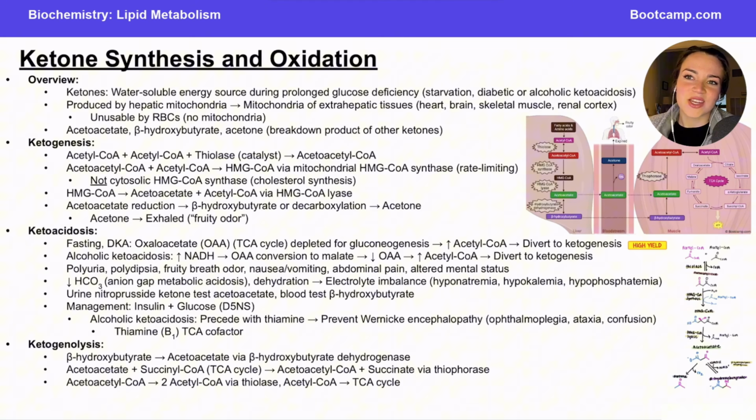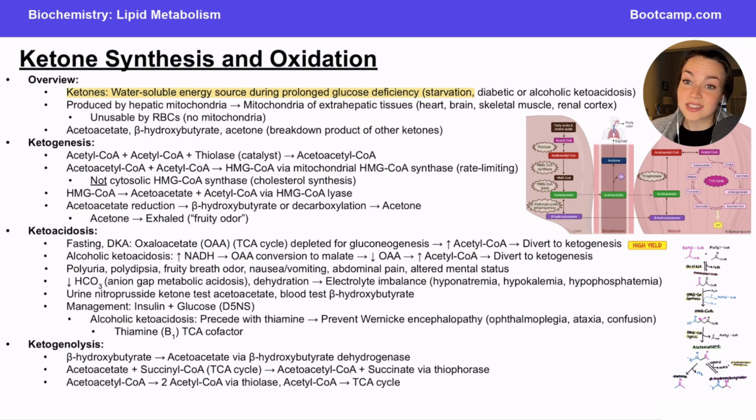Hi everyone, my name is Paige and thank you so much for joining me for our lesson on ketone synthesis and oxidation. So we've been talking a lot about different energy sources in this chapter, and we have reached one of our final energy sources that we have yet to discuss, which are ketones. These are a water-soluble energy source, and they are released in periods of prolonged glucose deficiency. Ketones are released in periods of starvation, late stage, long-term fasting.